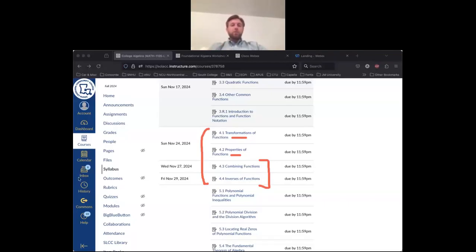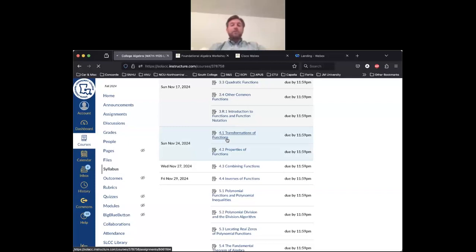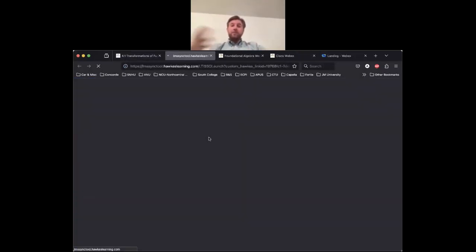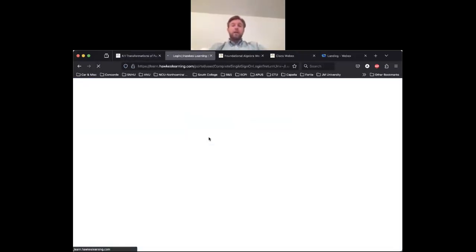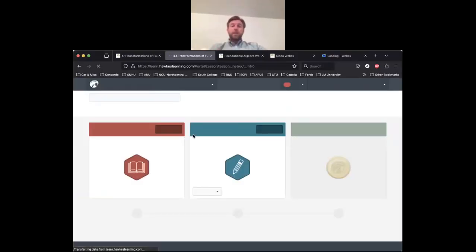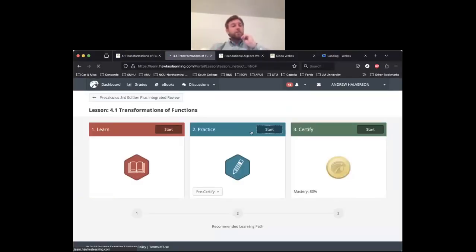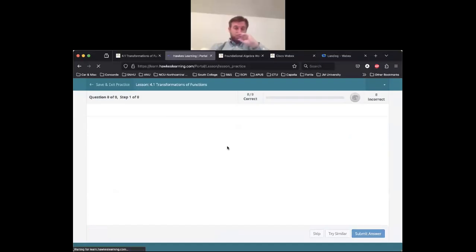So let's take a look at 4.1 and 4.2 to get us going here. Transformations really is what the name is. It's transforming a function, but usually transforming from something that is known already.